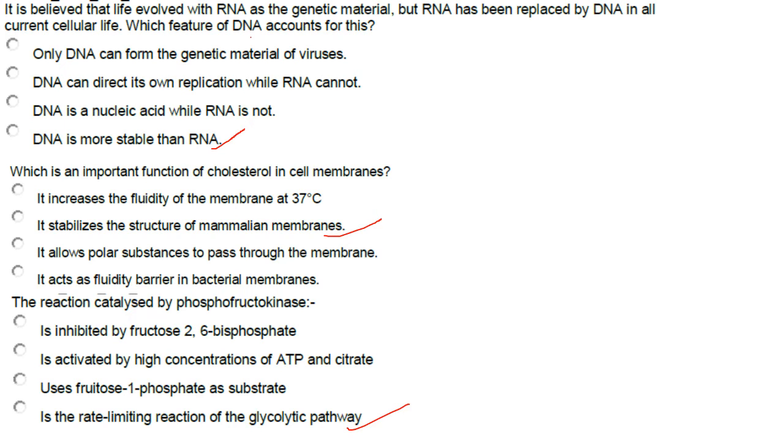1,6-bisphosphate and ADP. Now, phosphofructokinase is inhibited by ATP and citrate and positively regulated by AMP. So, the reaction catalyzed by phosphofructokinase is the rate limiting reaction of the glycolytic pathway. Then phosphofructokinase is activated by fructose 2,6-bisphosphate.